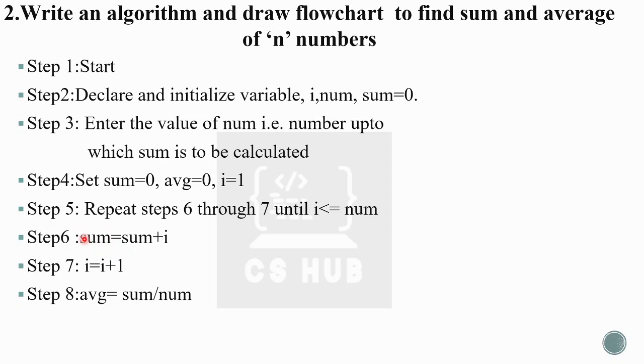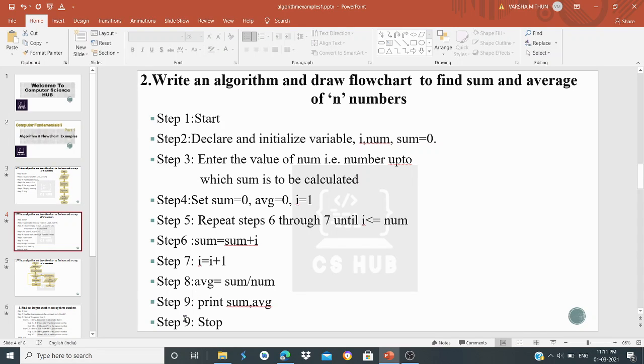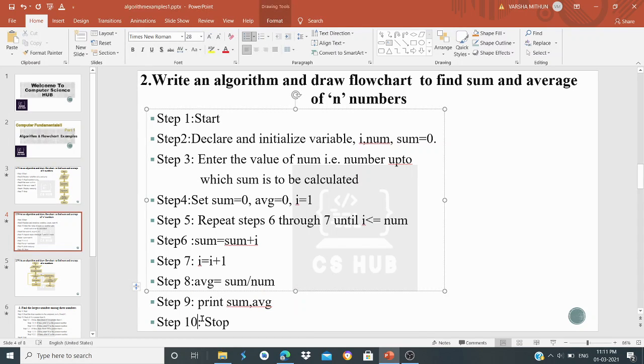in this variable sum. The next step is to find out the average. So AVG is equal to sum divided by num. Then step 9, we need to print the sum and AVG, right? So print sum comma AVG. Last step, oh sorry, this is not step 9. This is step 10. Step 10 is stop.